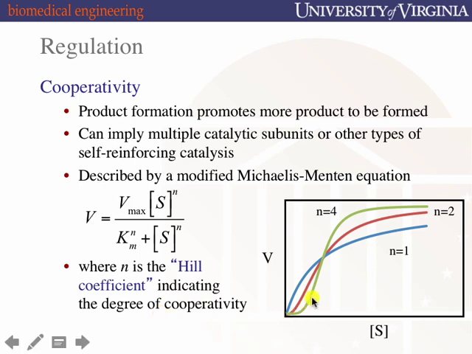And I hope what you can see from these curves is that the higher the level of cooperativity, the sharper that curve becomes. It goes from parabolic to sigmoidal, and the concentration range with which that enzyme now is operating becomes much tighter, right? So this is a really great way that we control when enzymes will become active and when not, right?